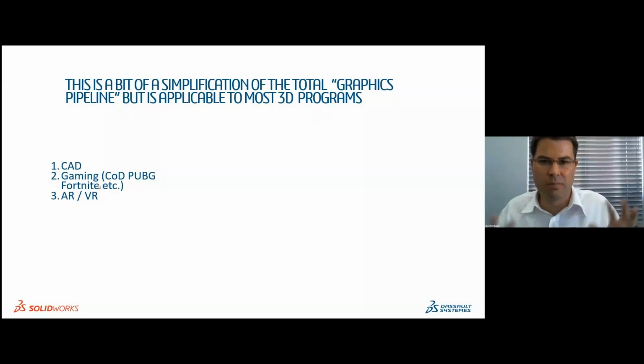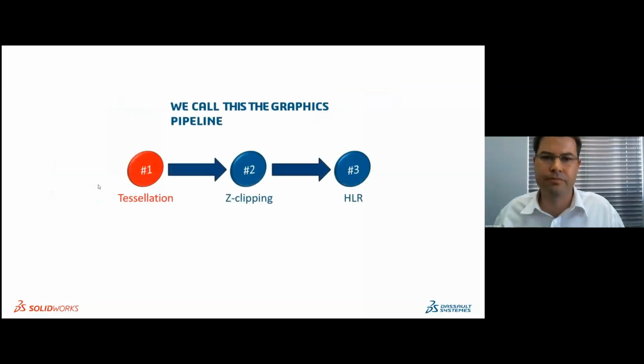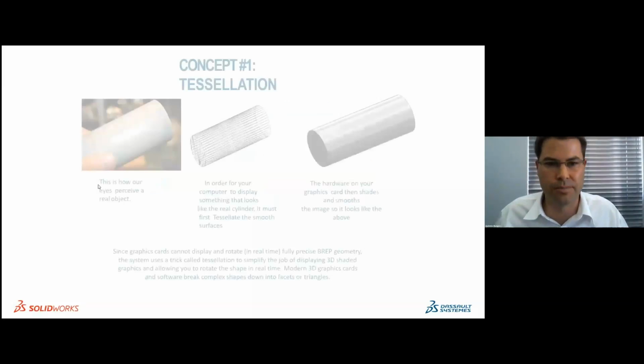This is a bit of a simplification of the graphics pipeline, but most 3D programs actually use this graphics pipeline. There's normal CAD, what we in the industry know as general CAD. You've got gaming, like Fortnite and Call of Duty. You've got AR and VR headsets like the HTC Vive. They're all using that exact same graphics pipeline: tessellation, Z clipping, and HLR. So step number one is tessellation. Let's have a look at what tessellation is.